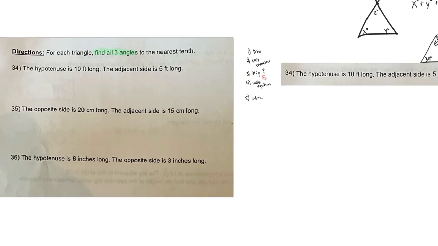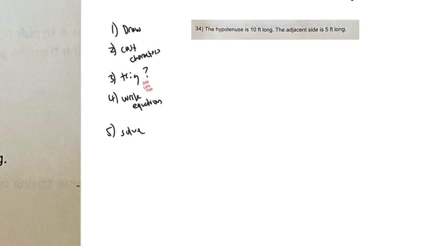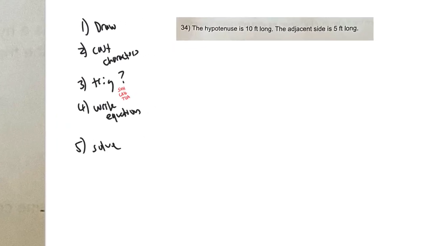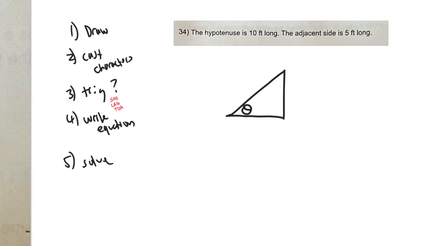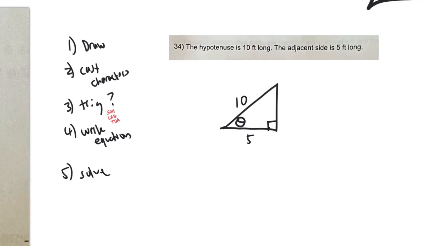Okay. Shrink that down. And the hypotenuse is 10 feet long, the adjacent side. Okay, so I'm just going to literally draw the situation, which is step number one, right? So we have 10, and the adjacent side is 5, right? So remember, adjacent is the side that's next door to the angle. So let's just find theta first.